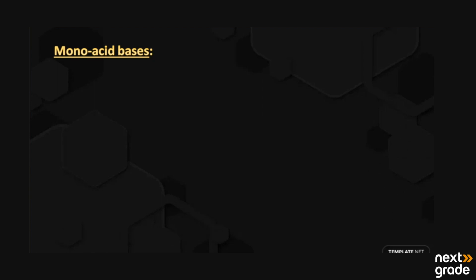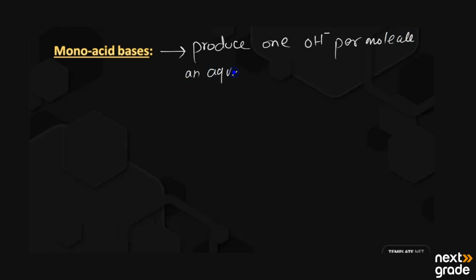Monoacid bases. By definition, monoacid bases are the bases that produce only one hydroxide ion per molecule in an aqueous solution. Aqueous solution means a solution in which the solvent is water. So the bases that produce only one hydroxide ion per molecule are known as monoacid bases.